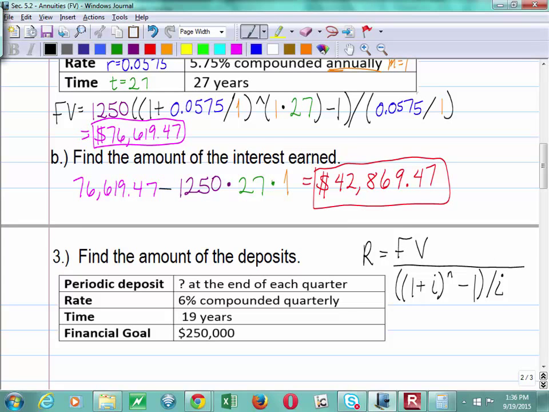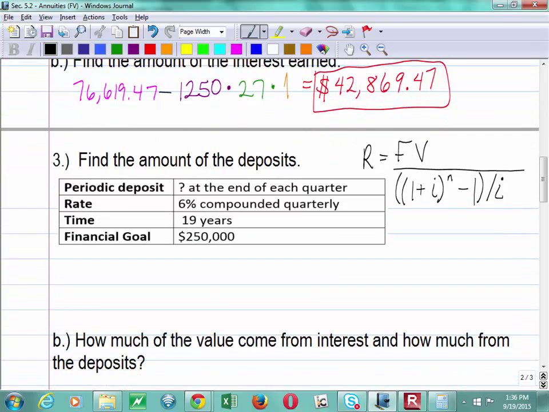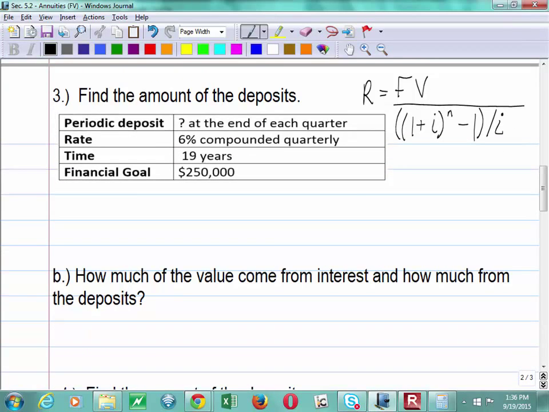Alright, so that could be our formula. R equals the future value that we want, which is 250,000, divided by, so we probably even need an additional set of parentheses around this whole thing. So we've got 1, 2, 3 parentheses.